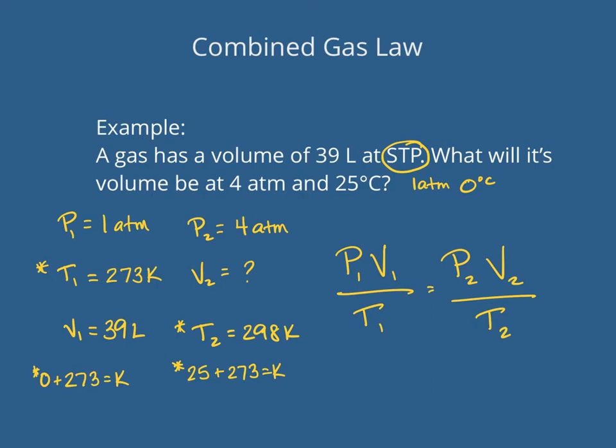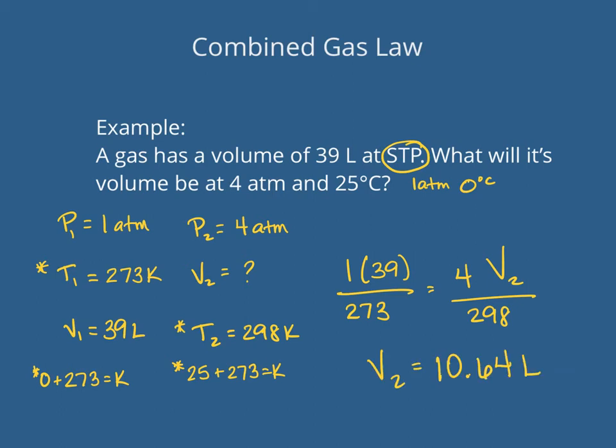So now when we plug in our values, we get 1 times 39 divided by 273. Remember, all of your temperatures need to be in Kelvin. And for your volume, it doesn't matter whether it's in liters or milliliters, but your volume units for your initial and final, your V1 and your V2, have to be the same. So then on the other side, our P2 becomes 4, and we're solving for our V2 and we're dividing by 298. So now when we solve algebraically, we get a V2 equal to 10.64 liters.